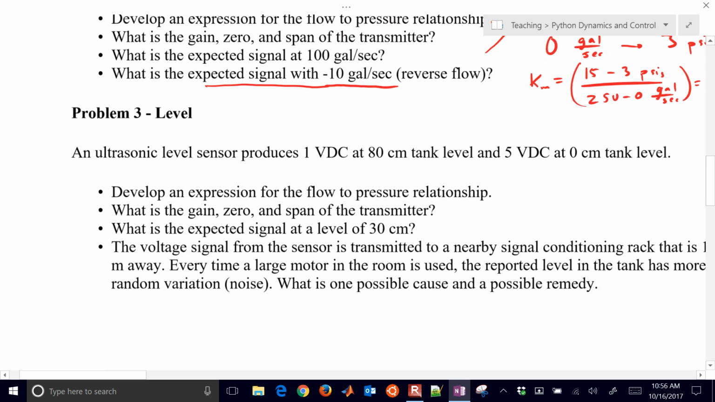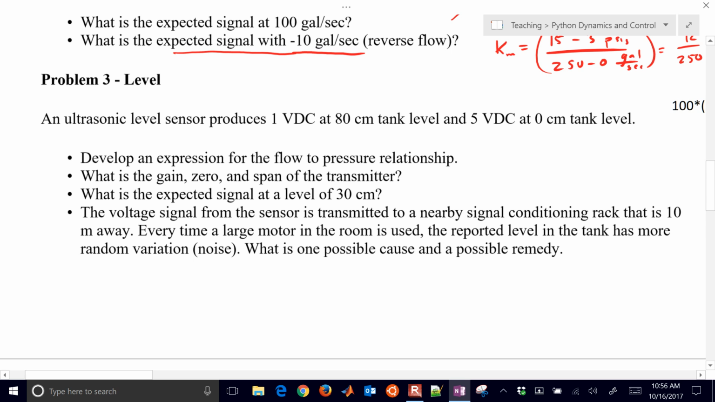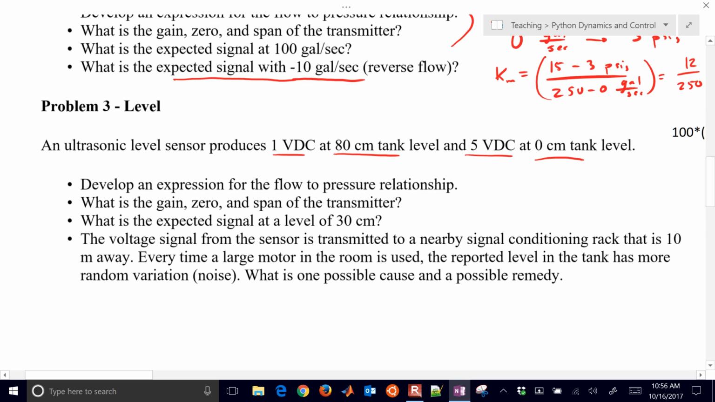Okay, let's look at the next one, which is our level. We have an ultrasonic level sensor that produces 1 volt DC at 80 centimeters tank level and 5 volts DC at 0 centimeters tank level. So we have 1 volt DC at 80 centimeters, and 0 centimeters is going to be, let's see, 5 volts. Let me correct that. 5 volts DC is going to be 0 centimeters.